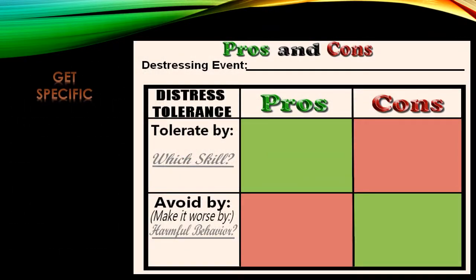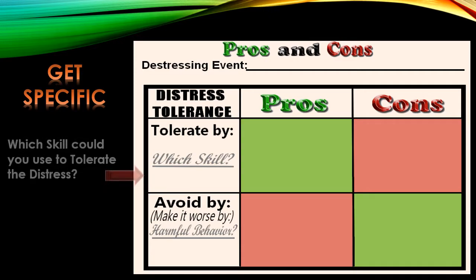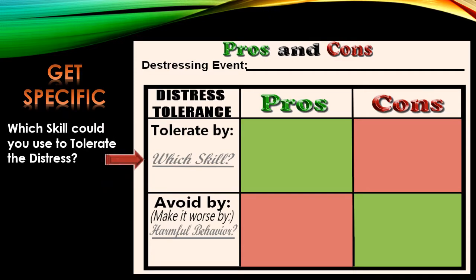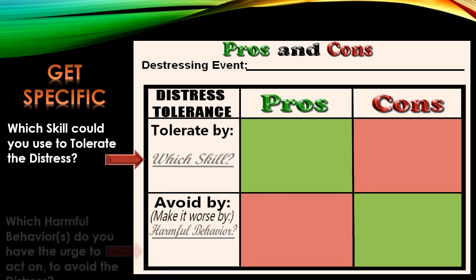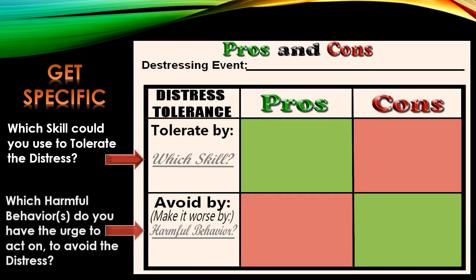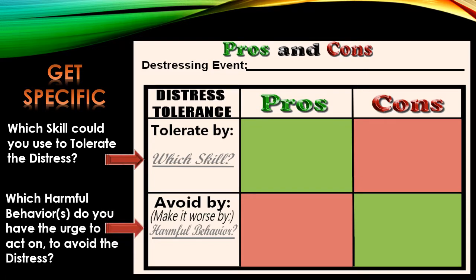It is important to get specific. Ask yourself, which skill or skills could I use to tolerate the distress? Which harmful behavior or behaviors do I have the urge to act on to avoid the distress?